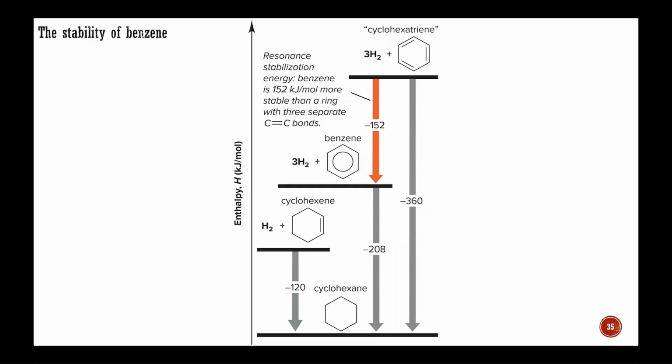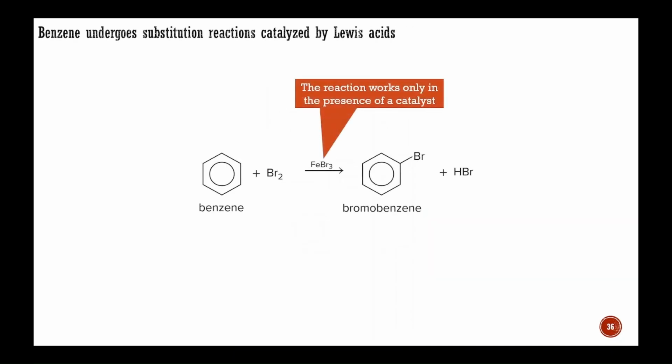The extra energy needed to break up the delocalized pi system means that benzene rarely undergoes addition reactions. However, benzene readily undergoes many substitution reactions, where delocalization is preserved when a hydrogen atom attached to a ring carbon is replaced by another group. This is demonstrated here with the Lewis acid-catalyzed bromination of benzene.